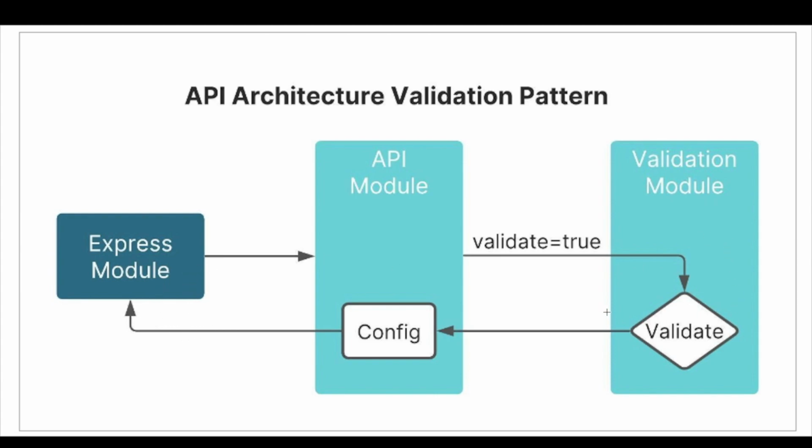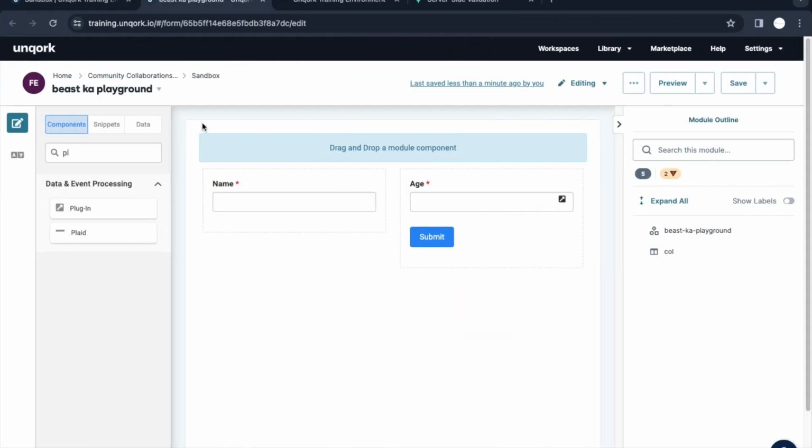And from this API module, we are going to pass that data to the Express module. Whatever errors we get directly on the Express module, we will now get those in the form of a response. But in this way, right from the Express module we will trigger the API module, then the validation module, and further again the Express module. So this is a validation pattern used in the case of Unqork. So let's build this. Create this module first, which is the API module.